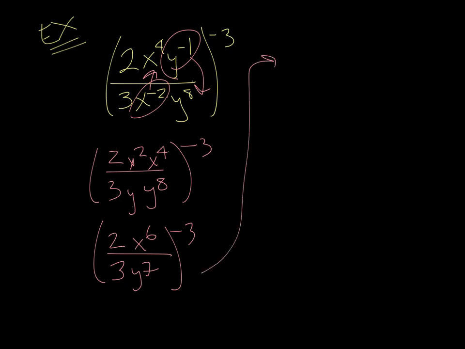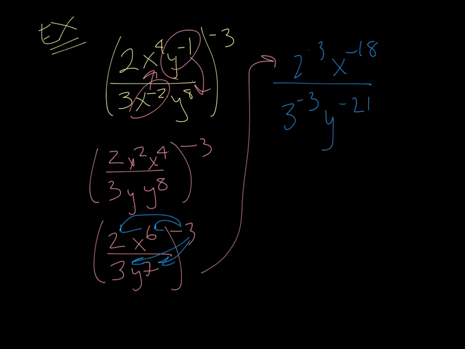A little less complicated. Now I'm going to distribute that negative 3 exponent on the outside of the parentheses to everything inside. So I'm going to get 2 to the negative 3, x to the negative 18, all over 3 to the negative 3, y to the negative 21st.